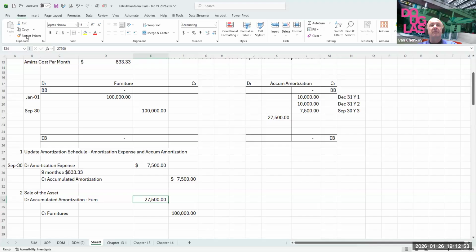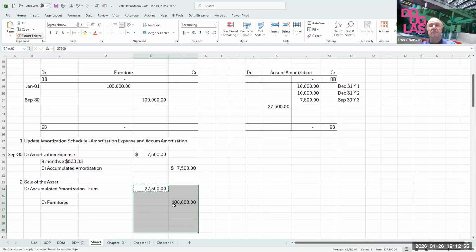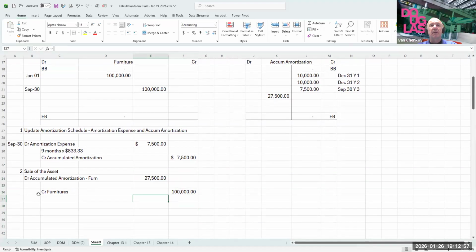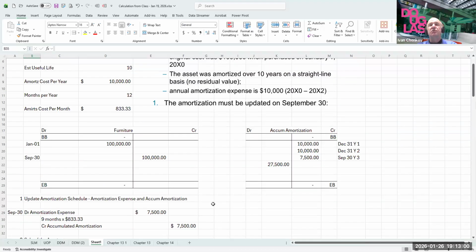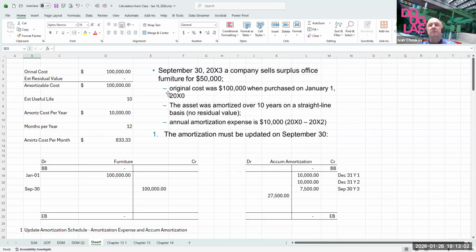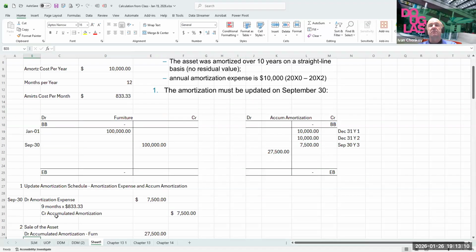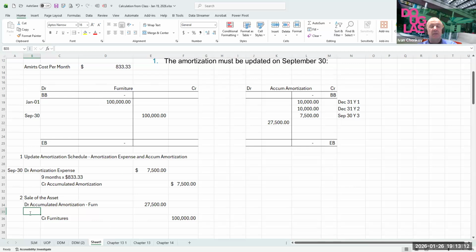Now let's see what else we have to do. Let's format those cells. Next thing, let's check, did we get something? The company sold the furniture for 50,000, so we get cash. If we sell it, we get cash: debit cash, and we get 50,000 cash. Not 58, only 50,000.